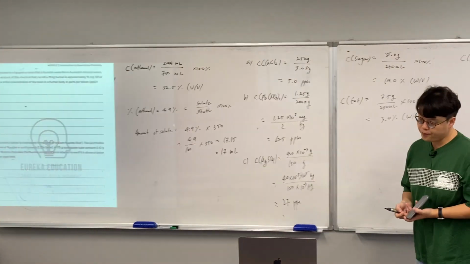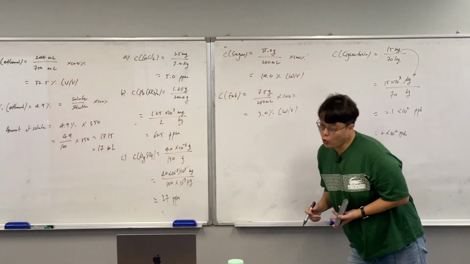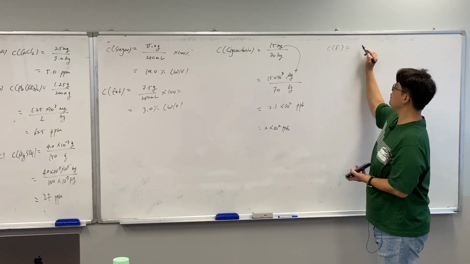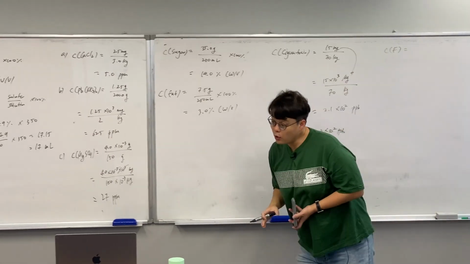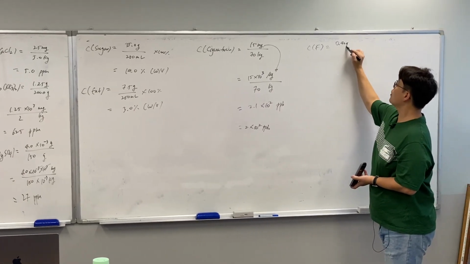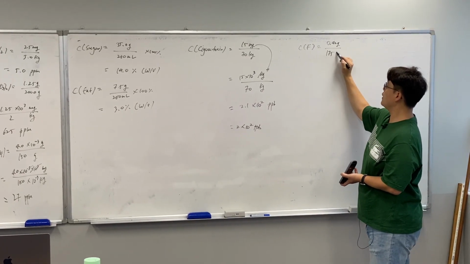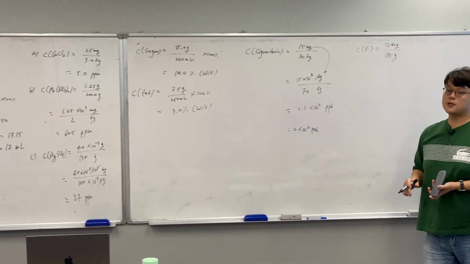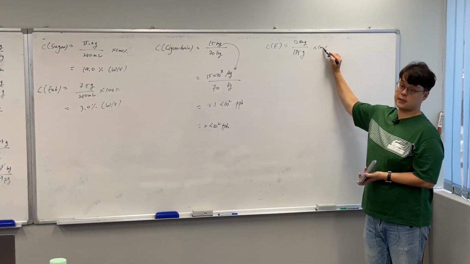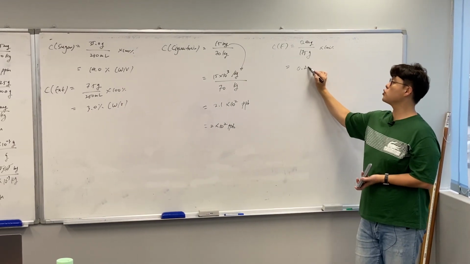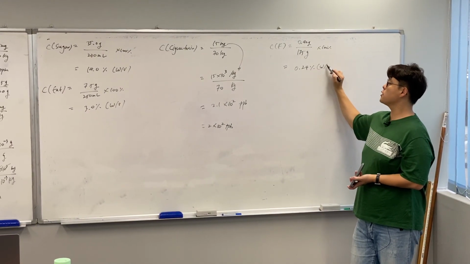So you're given the concentration of the fluorine: 0.42 grams, given 175 grams of the toothpaste. To find the percentage, multiply by 100%. Then you should get 0.24% weight per weight.